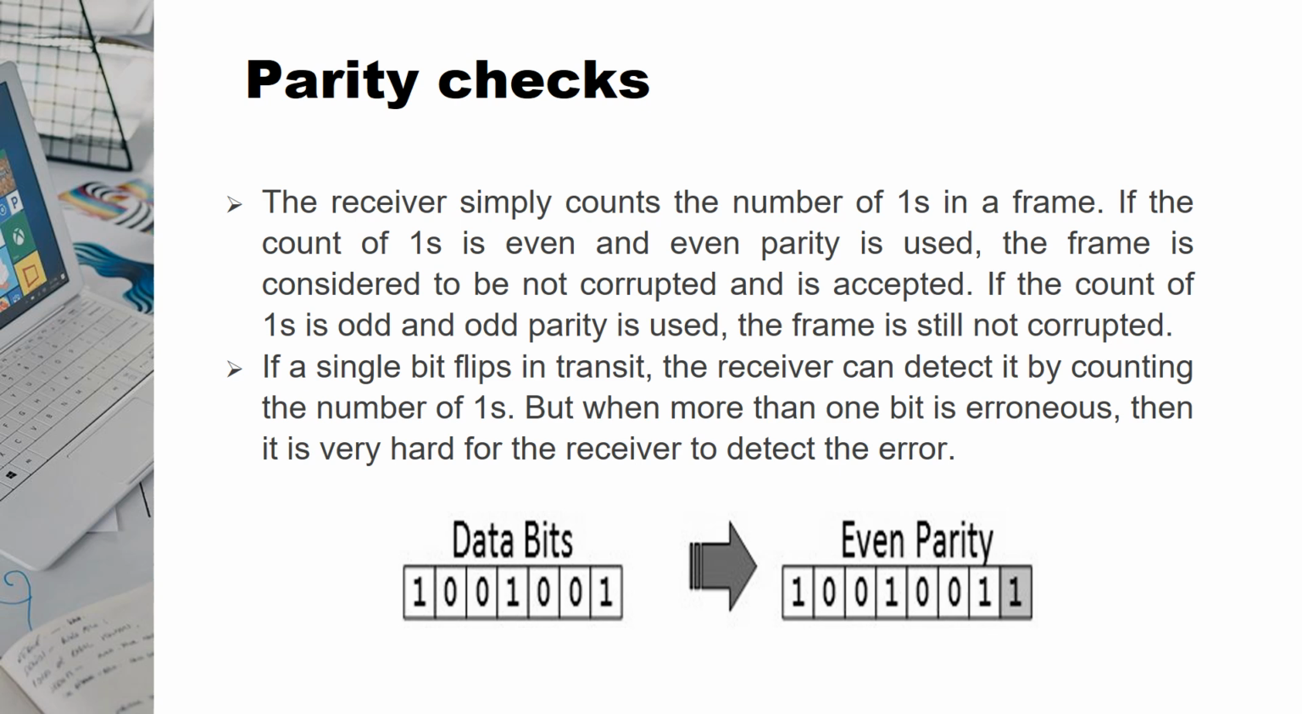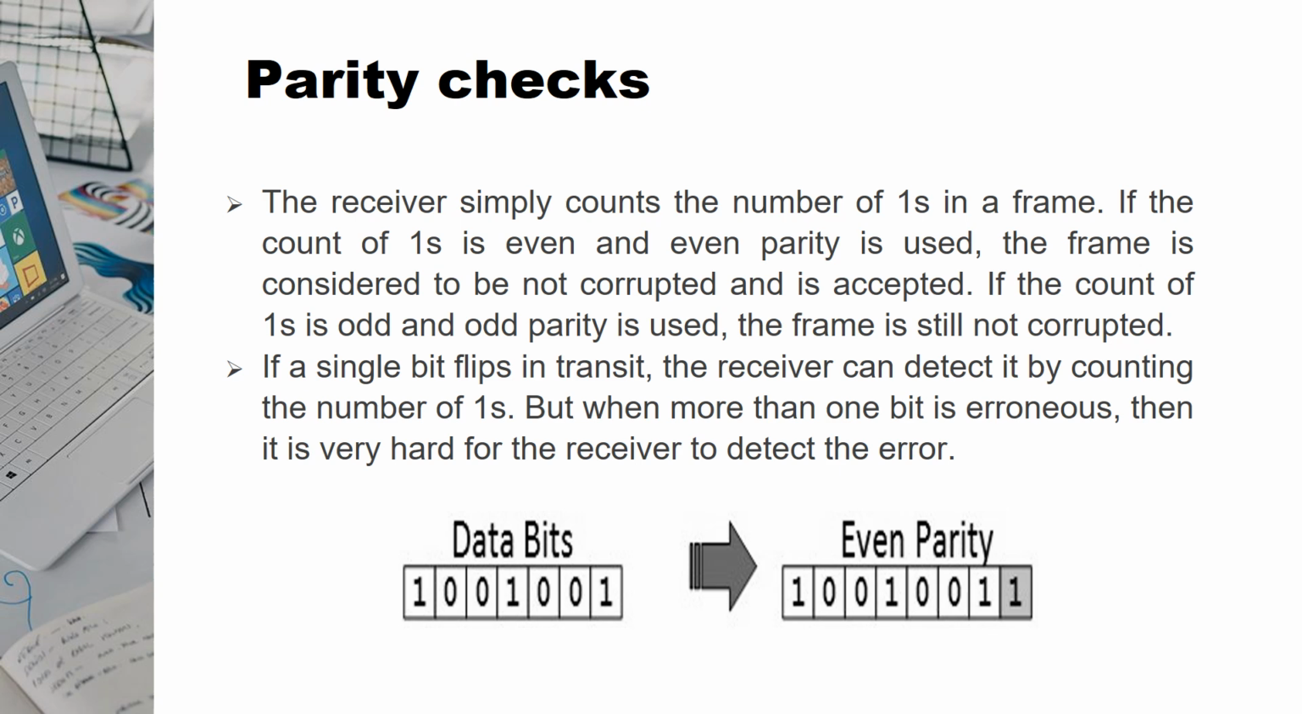So the receiver simply counts the number of ones in a frame. If the count of ones is even and even parity is used, the frame is considered not corrupted and is accepted. If the count of ones is odd and odd parity is used, the frame is not corrupted. If a single bit flips in transit, the receiver can detect it by counting the number of ones. But when more than one bit is erroneous, it is very hard for the receiver to detect the error.